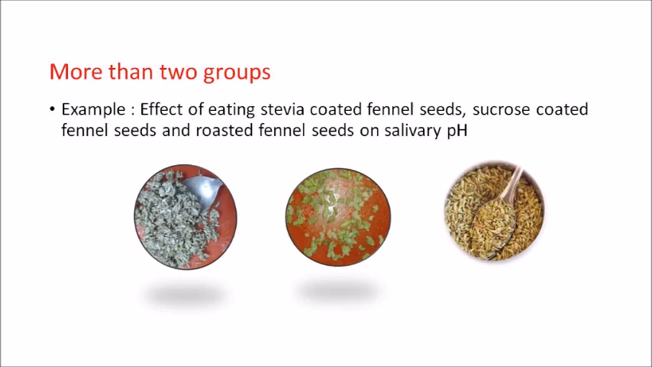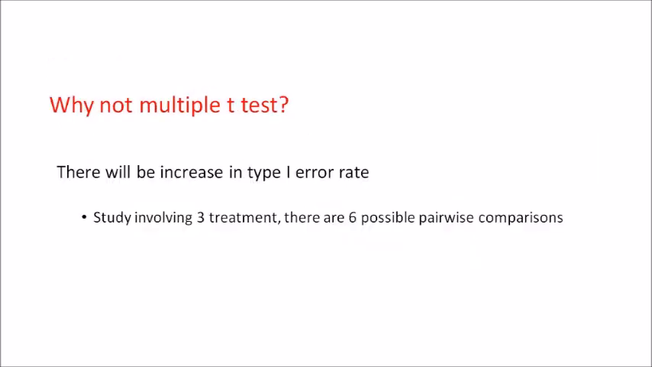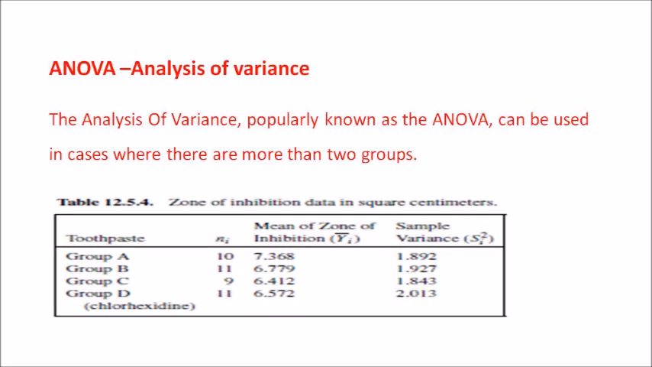Usually in your mind you will think we can go for unpaired t-test. First, you do unpaired t-test between stevia coated and sucrose coated, then sucrose coated with roasted fennel seeds, and roasted with stevia coated, like that, right? In that case there is a chance of increase in type 1 error. We'll be having three treatments, so pairwise comparisons will be there. If we go for multiple t-tests, it will result in an increase in type 1 error. So if we have more than two groups, we'll go for analysis of variance, otherwise known as ANOVA.